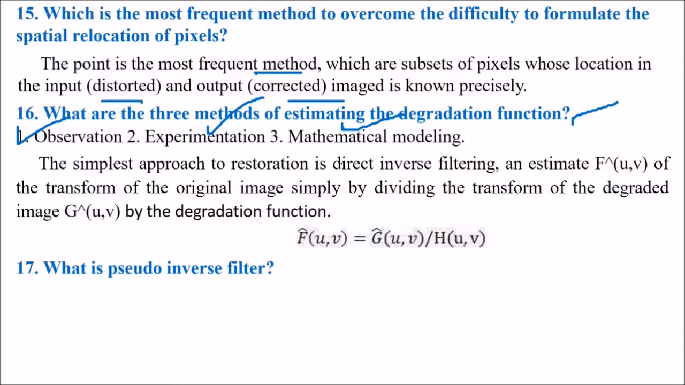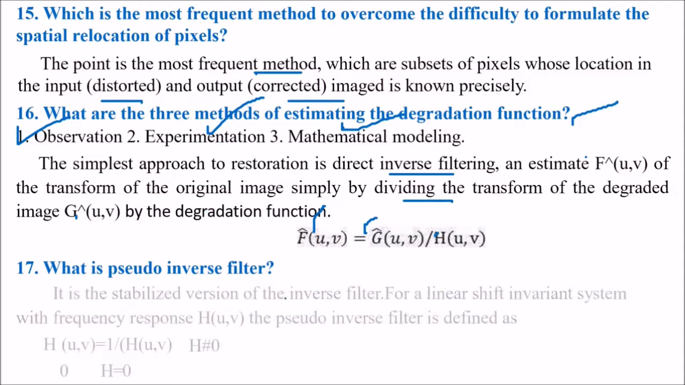The simplest approach to restoration is direct inverse filtering. So an estimate, that is F cap of u, v, of the transform of the image, we can obtain simply by dividing the transform of the degraded image, that is G, by the degradation function. So F cap will be G by H. This is the simplest approach.